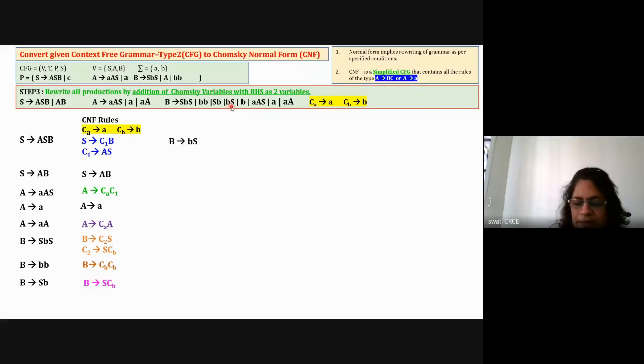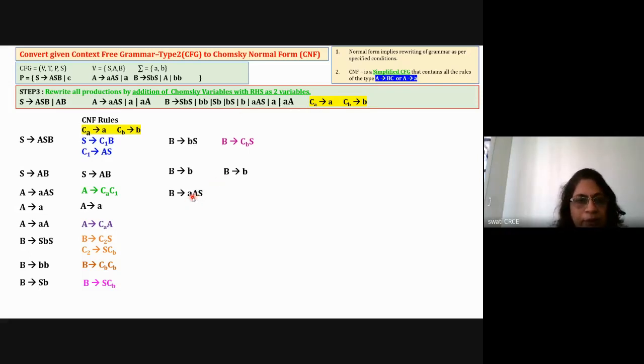Now take the next rule, B is equal to small b. B is equal to BS. Again, this is very simple. Capital B is equal to CBS. Replace this B with CB. Then capital B is equal to small b. Write it as it is. Capital B is equal to small a.